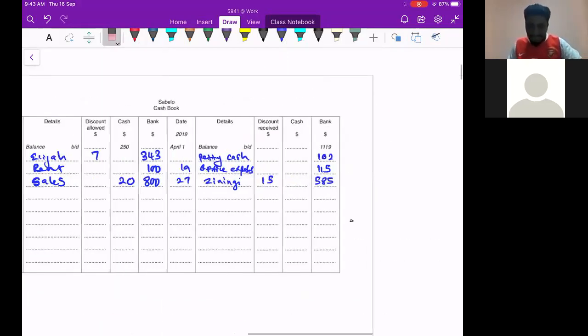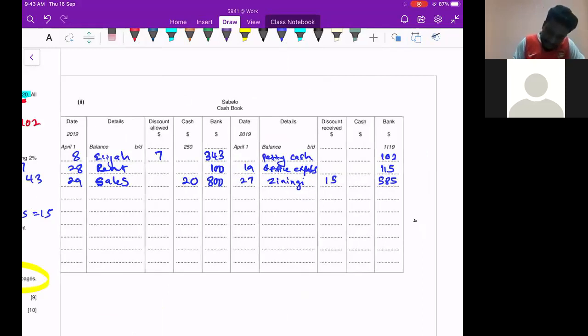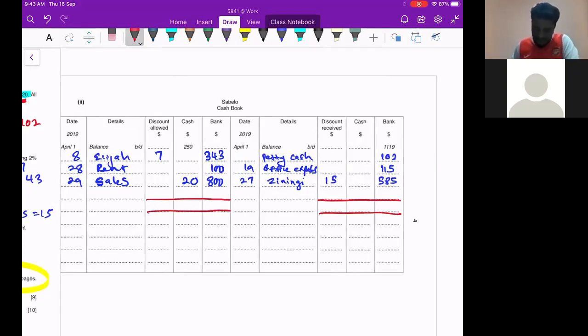We just balance up. How to balance up? Just leave one line. Draw a straight line. Okay, I want to balance the discount first. This is 7, just total up. This is 15, just total up. Discount, no need to balance. But the cash, we need to balance. I get 270.